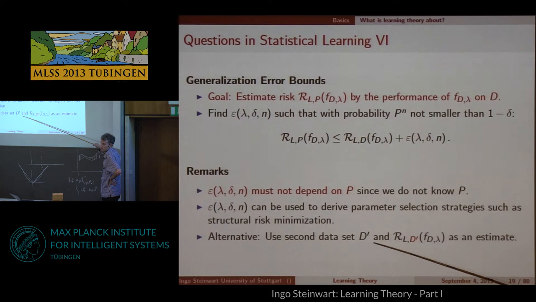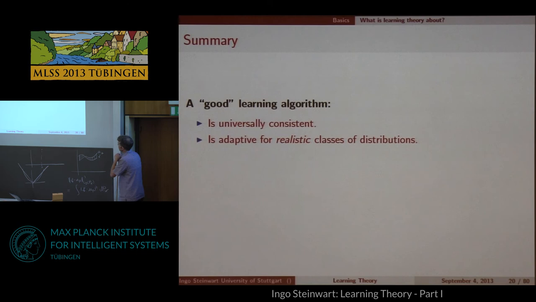Okay, so a summary of this part. What do we mean when we say we look for a good learning algorithm in a learning theoretical sense? Well, of course, it needs to be universally consistent, meaning that it should do the right thing in the long run, whatever our distribution P is. And it should also be adaptive for realistic classes of distributions. Yeah? And what realistic means is open to you. These are two constraints of a good learning algorithm, but of course there are more.